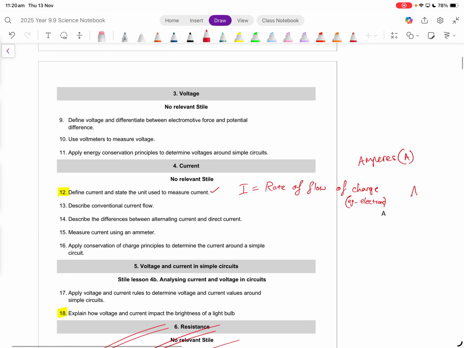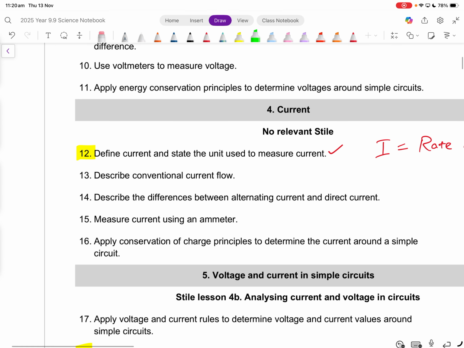Great. So now we've ticked off 12 and 13 already. You know what? I'll colour them in green as we do them. So describe the differences between alternating current and direct current.